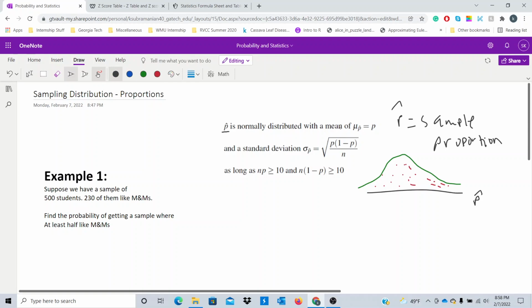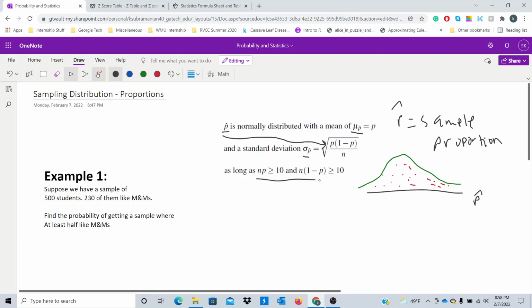So p hat is our sample proportion. This is the mean of our sampling distribution of proportions, and this is our standard deviation of the sample proportion. Basically, as you can see here, to find the standard deviation of a sampling distribution of proportions, we actually use our p hat in our computation. So this p right here will represent this p hat.